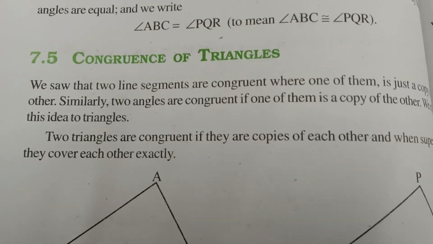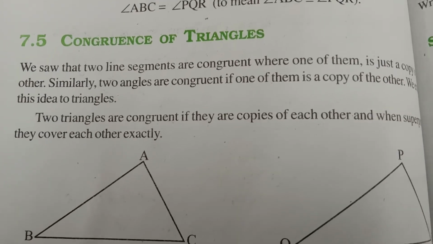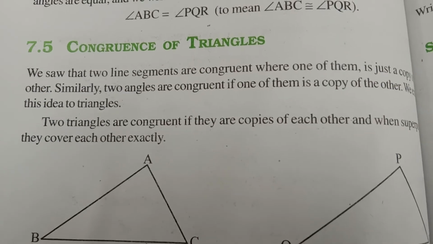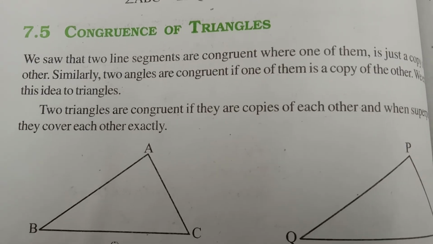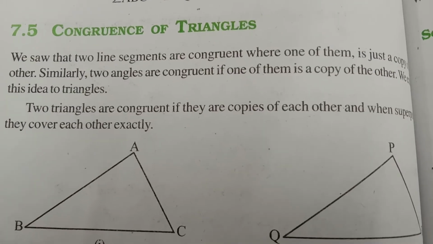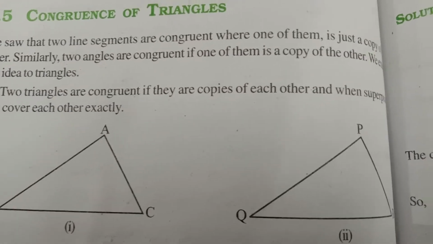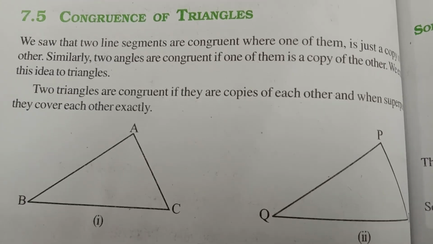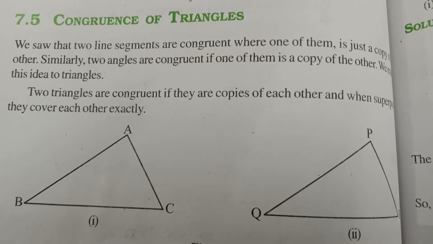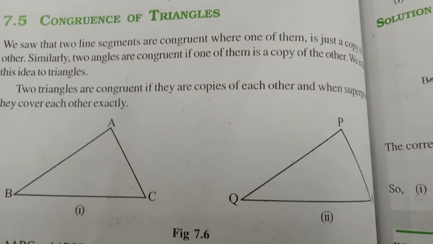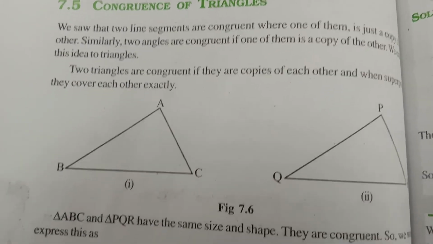Congruence of triangles. We saw that two line segments are congruent when one of them is just a copy of the other. Similarly, two angles are congruent if one of them is a copy of the other. We use this idea for triangles. Two triangles are congruent if they are copies of each other: when superimposed, they cover each other exactly. So when can we say two triangles are congruent triangles? If they are copies of each other.